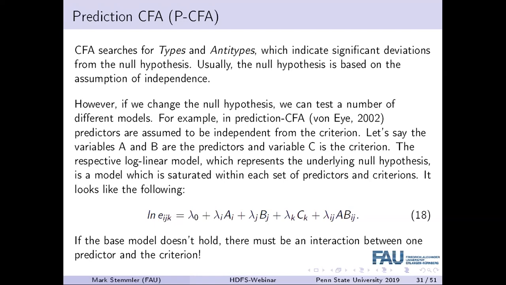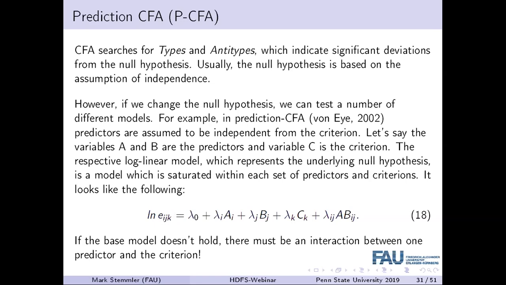Yeah? The prediction CFA can also be used if you have, let's say, more than one variable as a dependent variable. Only the predictors and the criteria need to be saturated. And if you then reject the null hypothesis, any type or antitype has to do with the outcome variable.